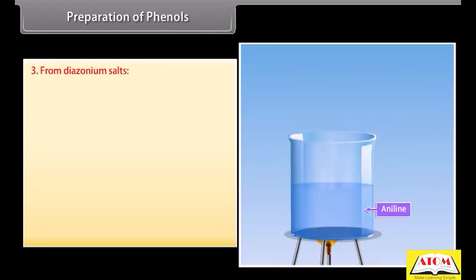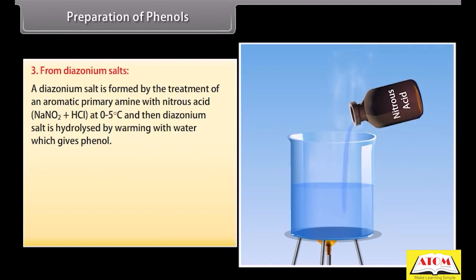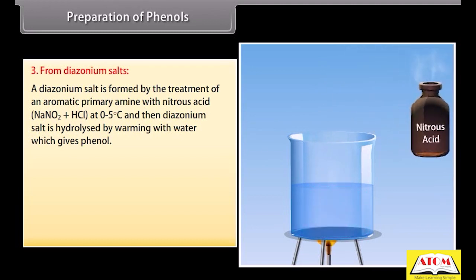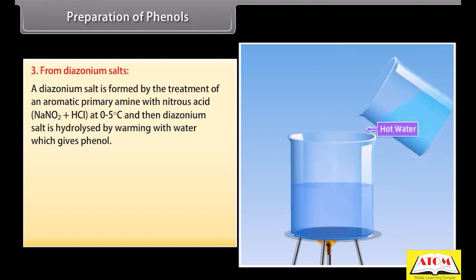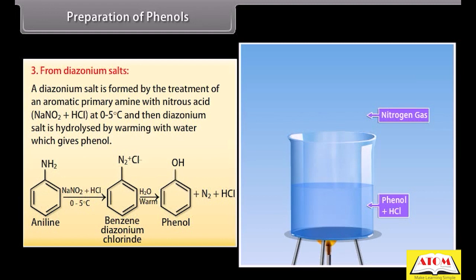Preparation of phenol from diazonium salts. A diazonium salt is formed by the treatment of an aromatic primary amine with nitrous acid at 0 to 5 degrees Celsius, and then the diazonium salt is hydrolyzed by warming with water, which gives phenol. Aniline is treated with nitrous acid at 0 to 5 degrees Celsius, resulting in the formation of benzene diazonium chloride, and then by adding warm water it forms phenol, nitrogen and hydrochloric acid.